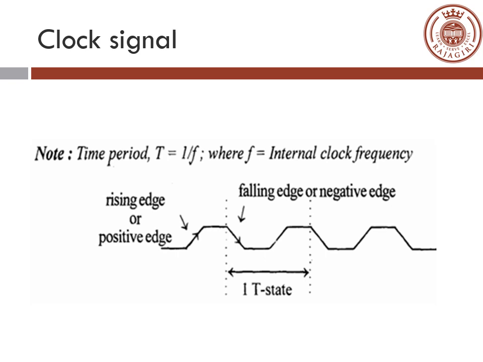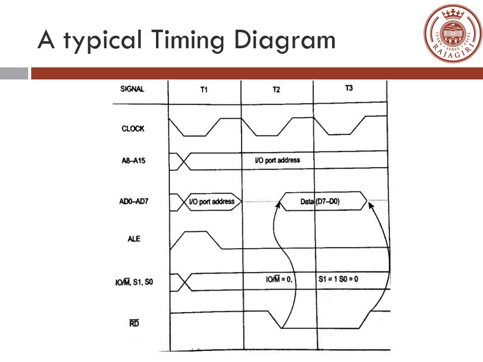Next, the term clock signal. We have a time period for the clock signal. Here you can see a particular clock signal, and a single clock period is one T state. We'll see a typical timing diagram. These are the terms inside the timing diagram.